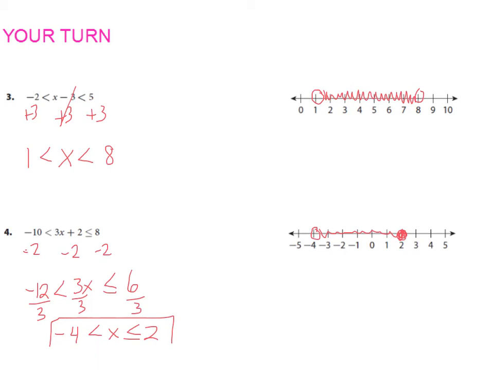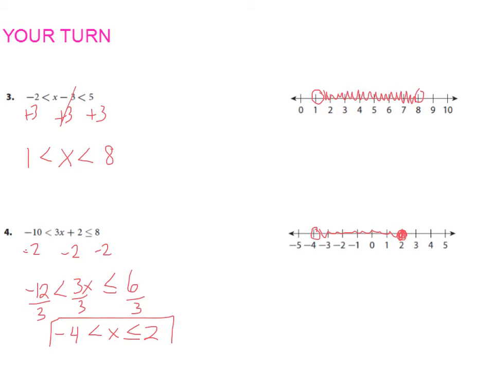Okay, here's what I did. I subtracted the 2 first to get the 3x by itself, but I got to do it in all places. So then I had a negative 12 less than a 3x, less than or equal to a 6. And then to get this x by itself, I have to divide everything by 3. Now be careful with this division step.